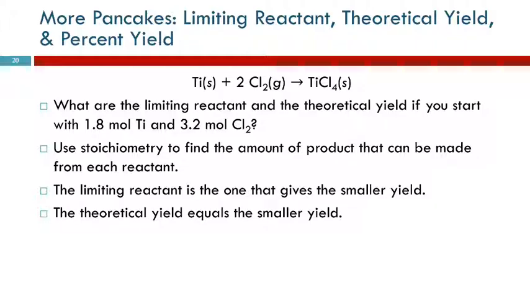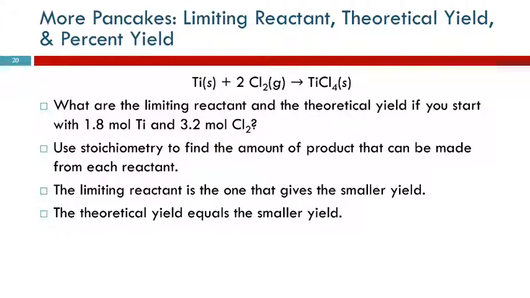So we're going to start doing this with chemistry by looking at just moles. We're going to leave the grams out of it for now. So here's an equation. Titanium reacting with chlorine to form titanium 4 chloride. What are the limiting reactant and the theoretical yield if you start with 1.8 moles of titanium and 3.2 moles of chlorine?